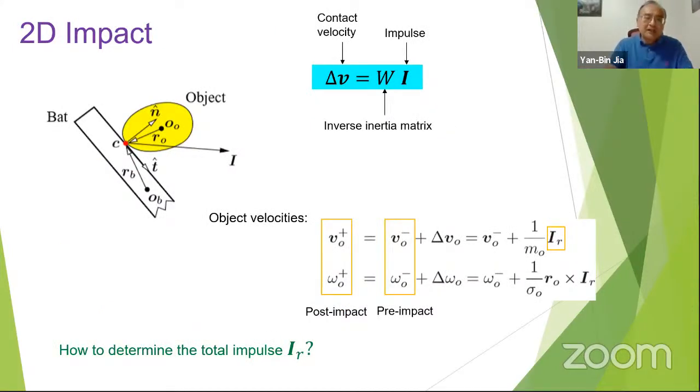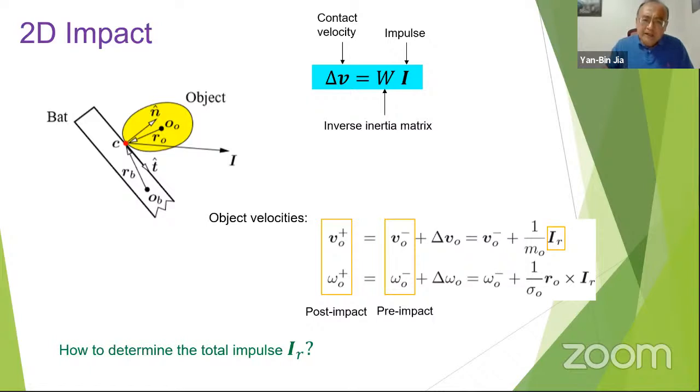So what is the impact? We're looking at a 2D impact. One is the bat, the other is the object. The central equation can be written very succinctly. You have the contact velocity, and this is the inverse inertia matrix, and that's the impulse. Once you get the impulse, you get everything, because from the impulse you get the velocities of the object and the bat, and you get the contact velocity as well.